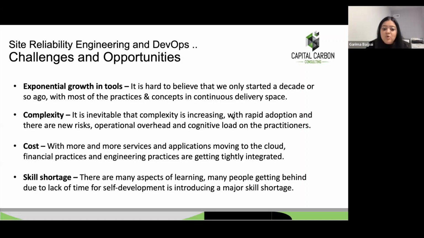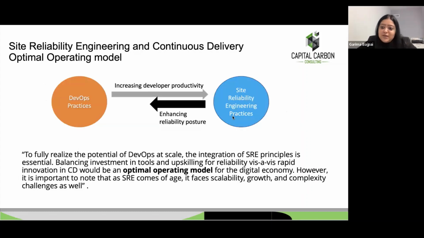Moreover, cost. With more and more services and applications moving to the cloud, financial practices and engineering practices are getting tightly integrated. So if you have not heard of FinOps or cost optimization drives in big and small organizations, I think it's high time to check out that movement as well. And lastly, I would say skill shortage, that there are many aspects of learning. People are getting behind due to lack of self-development, introducing a major skill shortage. So there are challenges and opportunity for both sides, DevOps and site reliability engineering.